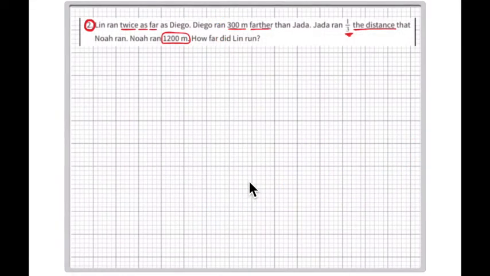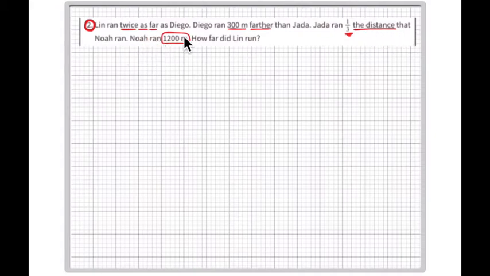In the second problem, you are given comparable distances that people ran, and you're supposed to figure out how far Lynn ran in the end. So for example, Lynn ran twice as far as Diego. When you compare Lynn and Diego, Diego ran 300 meters farther than Jada. When you compare Diego to Jada, and Jada ran 1/3 the distance that Noah ran.